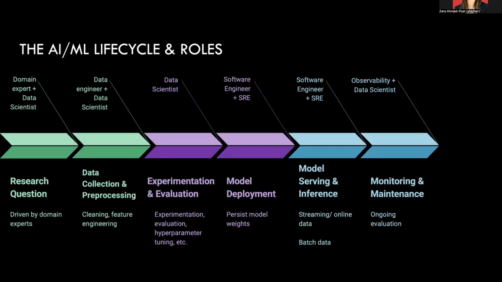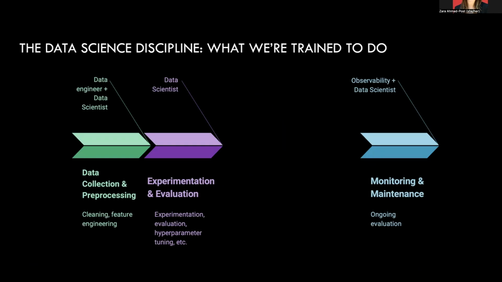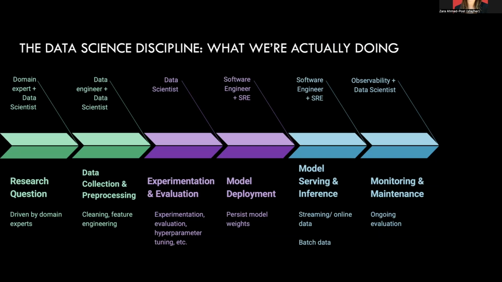Okay, so let's look one more time at the roles behind the AI/ML lifecycle. We talked this through a little bit earlier. We have our domain experts, data engineers, data scientists, software engineers, site reliability engineers, and observability all working together to implement this AI/ML lifecycle. These are the bits that data scientists are trained to do, right? This seems familiar from our coursework: data collection and pre-processing, experimentation and evaluation, monitoring and maintenance, those kinds of things. And this is what we're actually doing.